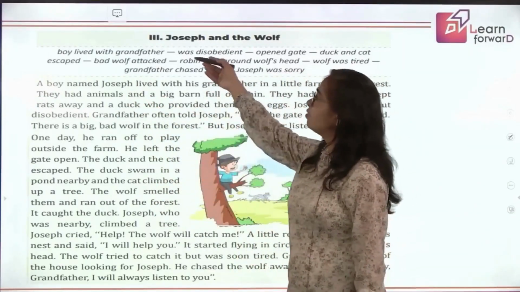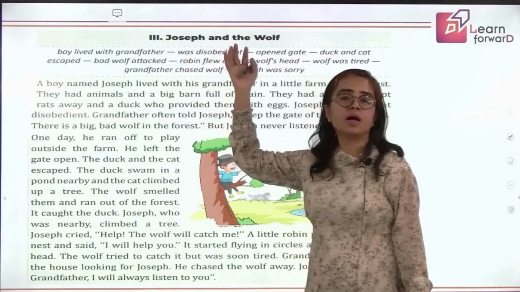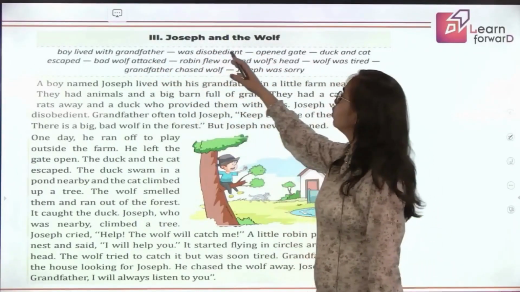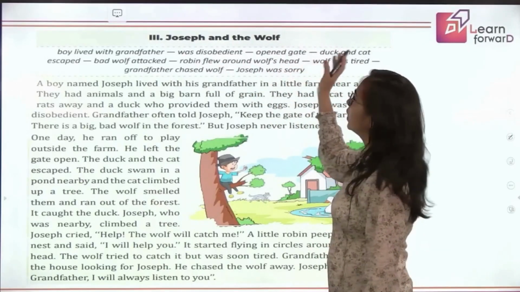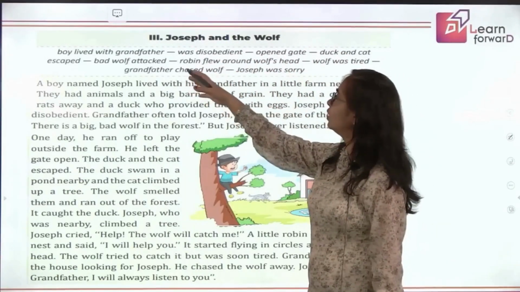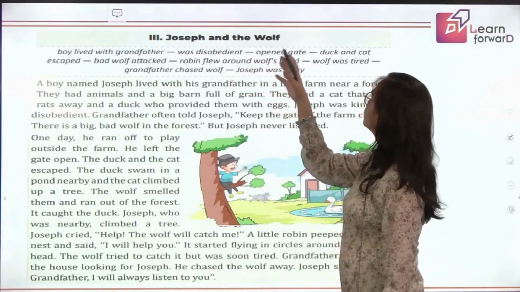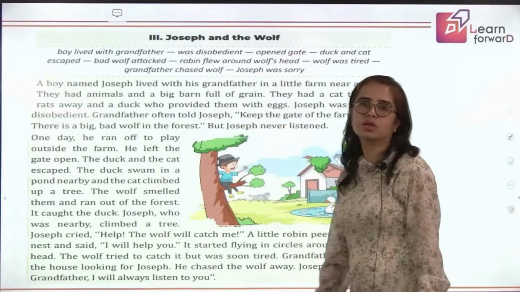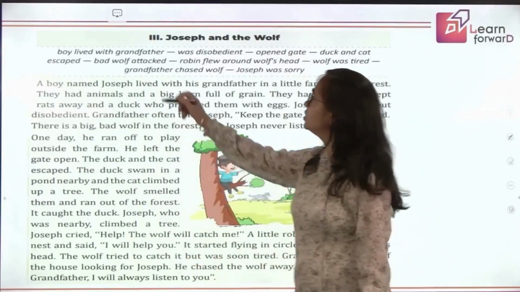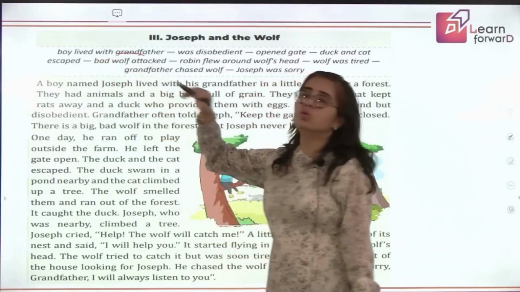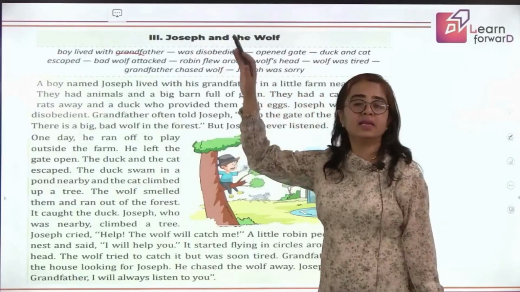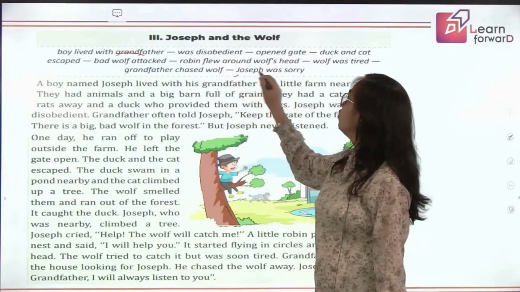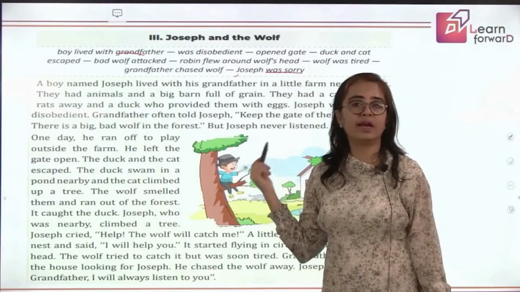So here we have a story where some of the hints are given to you, like boy lived with grandfather, was disobedient, opened gate, duck and cat escaped, bad wolf attacked, robin flew around wolf's head, wolf was tired, grandfather chased wolf, Joseph was sorry. So what you see here is we are talking about a boy who lived with his grandfather, and then it's telling that he was disobedient also, and finally he felt sorry also. This is the end of the story.